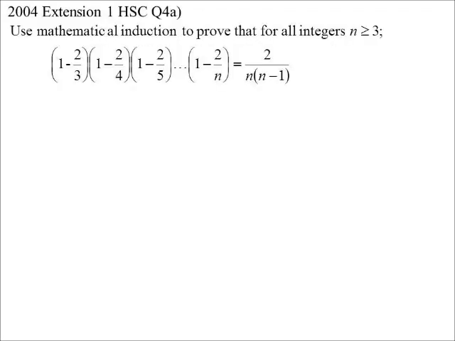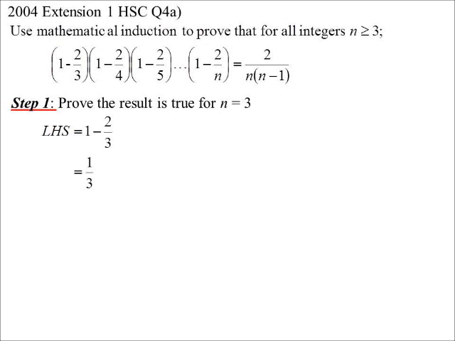Okay, let's have a look at this one from 2004. This one is sort of a series one, but instead of adding, it's multiplying terms together. But we can still use the same idea. So the first case in this one is, oh look, I did use greater than or equal to. So the first case is 3. Left-hand side, the first term would be 1 minus 2/3, which is a third. Right-hand side, 2 on 3 times, yes, that's a third as well. So that works out. Left-hand side, same as right-hand side.